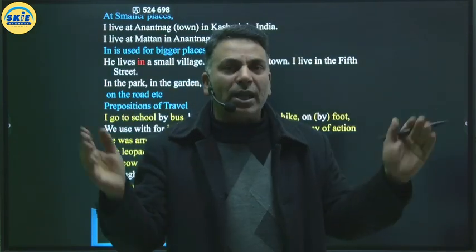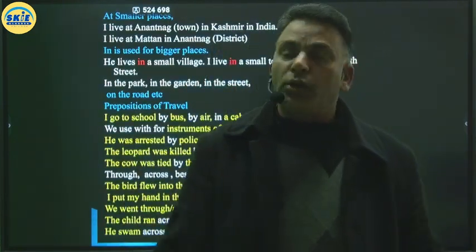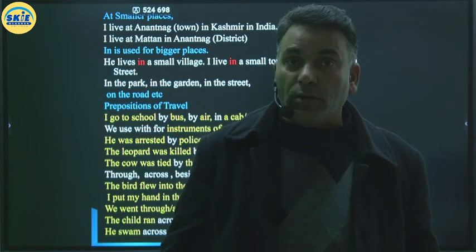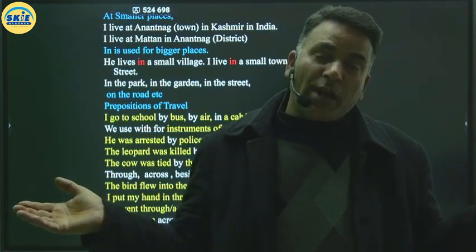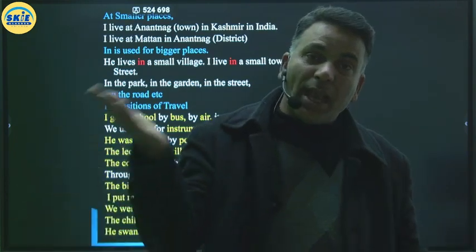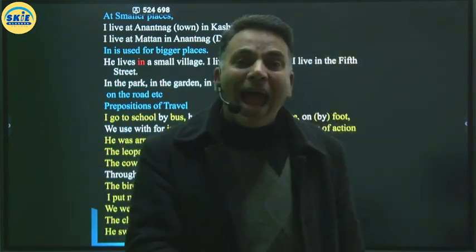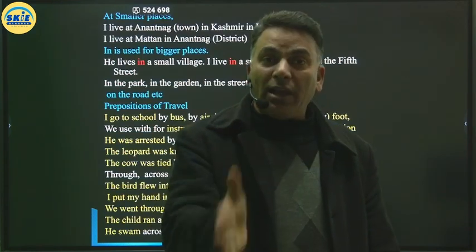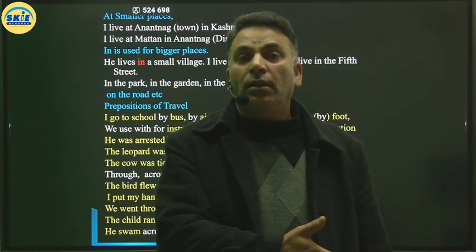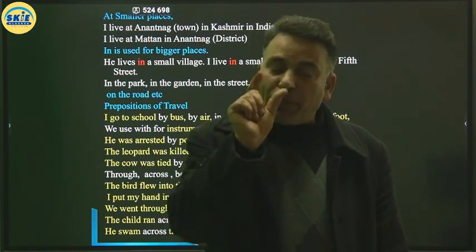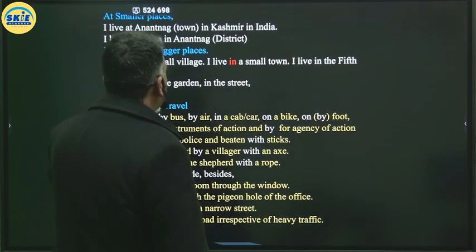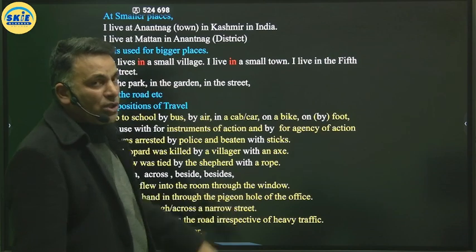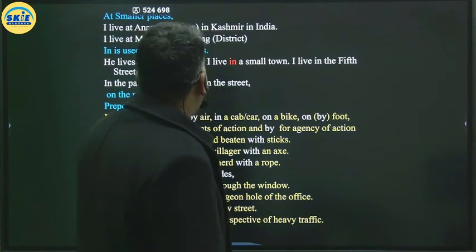And for bigger places, I live in Kashmir. It could be anywhere in Kashmir. I live in India, right? I live in Srinagar. Srinagar is a bigger place. I don't know where exactly. But if I say I live at, say for example, I live at Rambagh. Okay, in that case, it's a smaller place, so I'll say at. So you have to be very careful when you use these prepositions in and at.